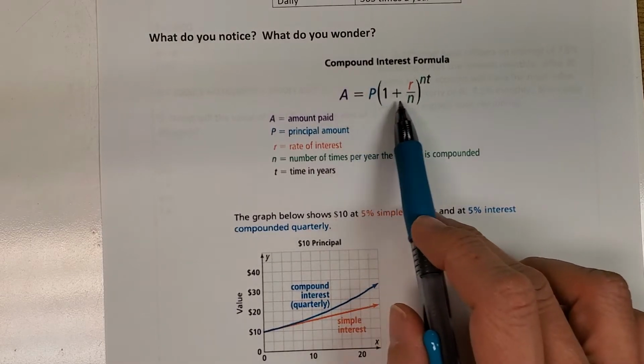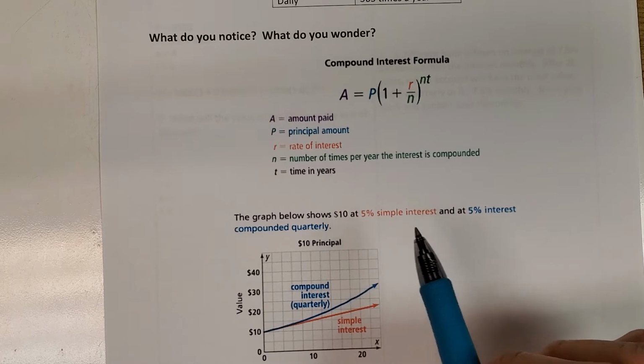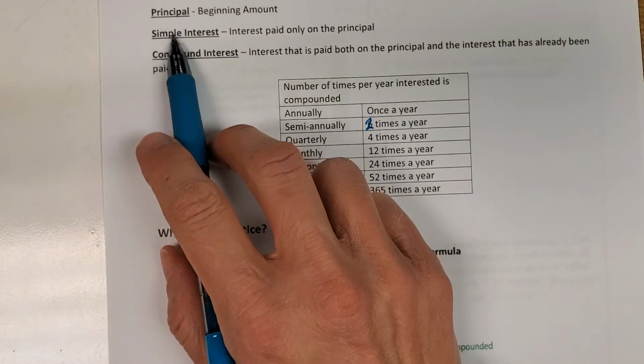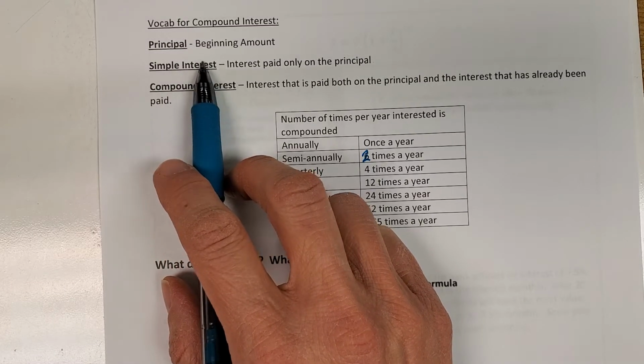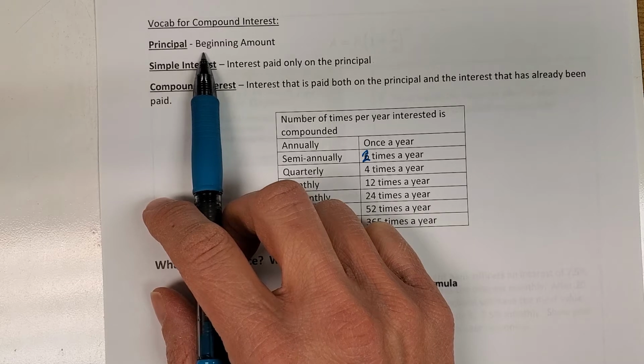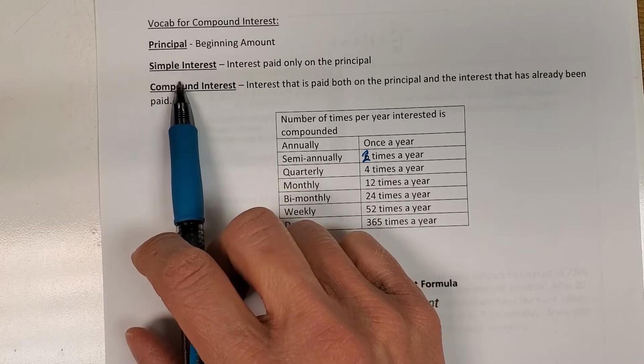So we're going to talk about what all of those different things mean, but first we're going to learn some new vocabulary. The word principal means the beginning amount. It would be the amount that you invested. Like let's say you're going to put $1,000 in a savings account. The $1,000 would be called the principal.